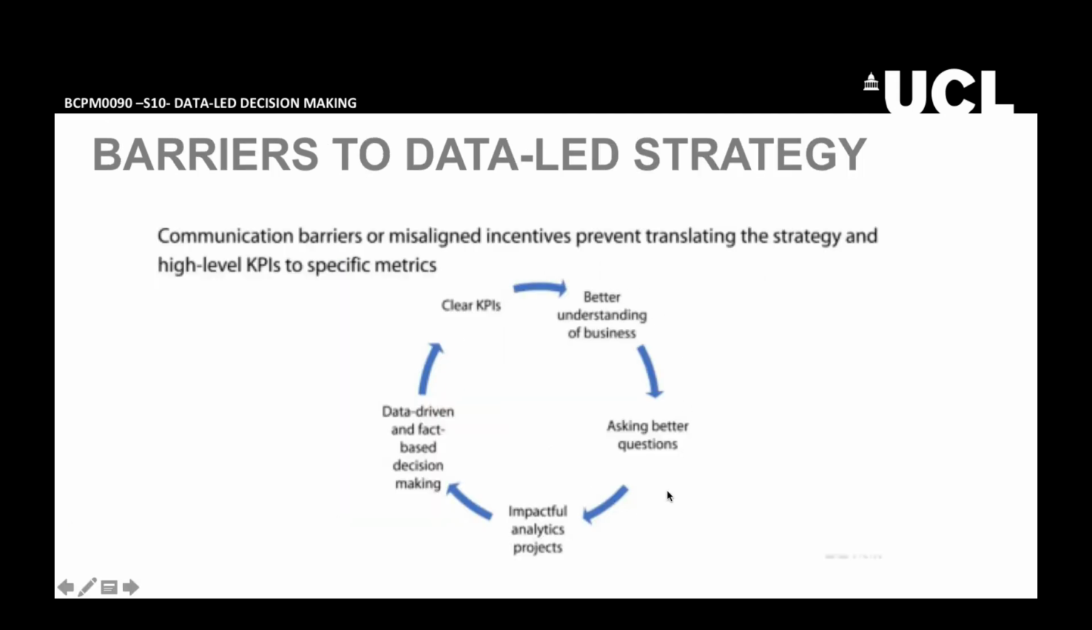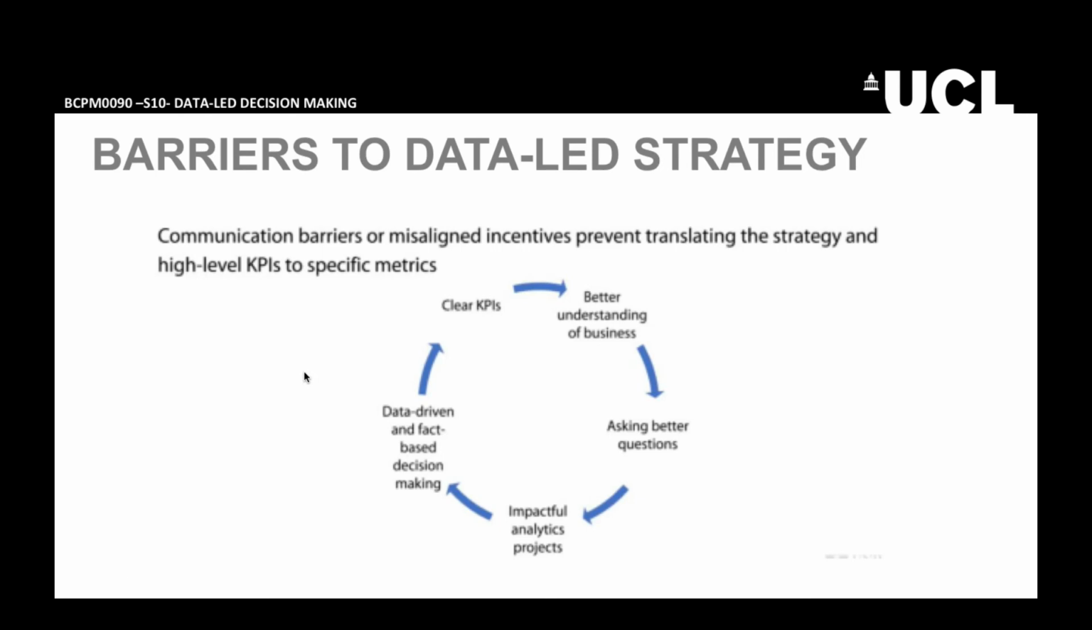Here you can see a cycle to implement a successful data-led strategy. So we need to define clear KPIs, to understand pretty well our business, to refine how we are asking our questions to understand our business, to implement impactful analytics projects, to understand which decisions must be data driven, and to redefine our KPIs.